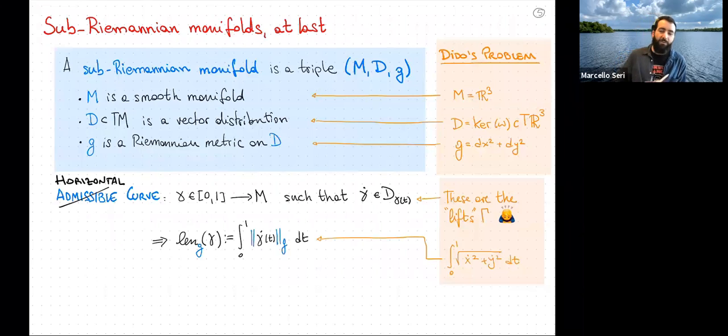And we have these admissible curves. They were the curves whose velocities were living inside the distribution, so whose velocities were in the kernel of the one-form. And then we have our length, that is the length with respect to this Riemannian geometry on D. And now you see why you want the metric that is adapted to the distribution, because pointwise, you want to make sure that you can compute the inner products of gamma dots. So these gamma dots must live in the space where G is defined.